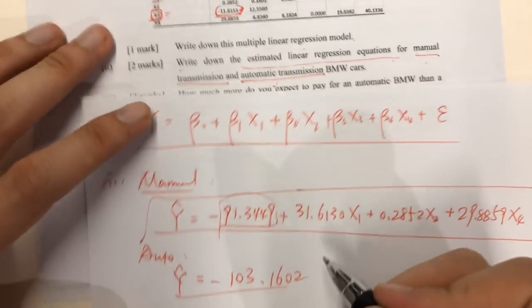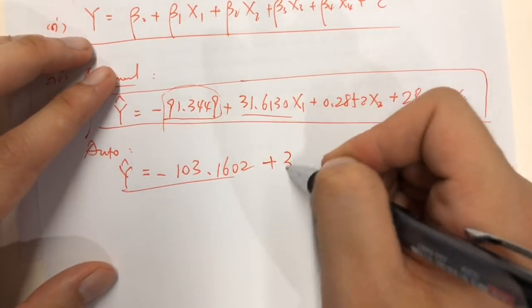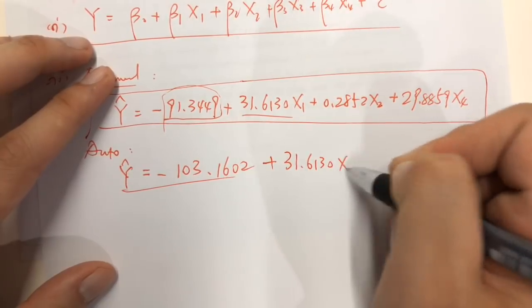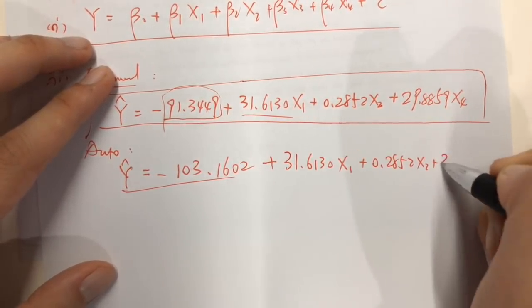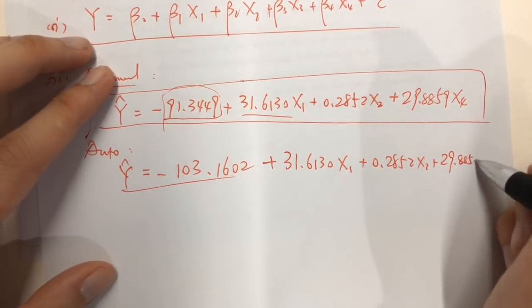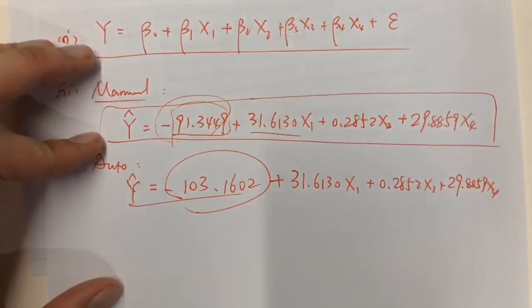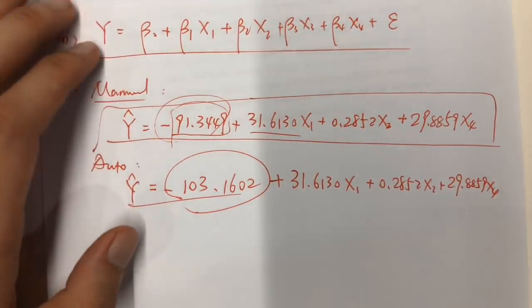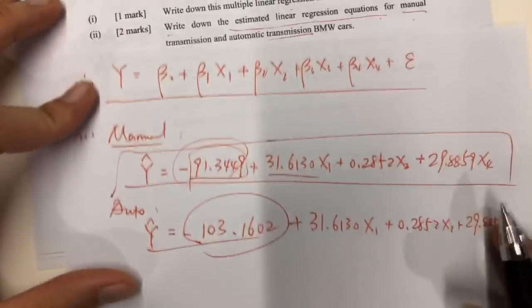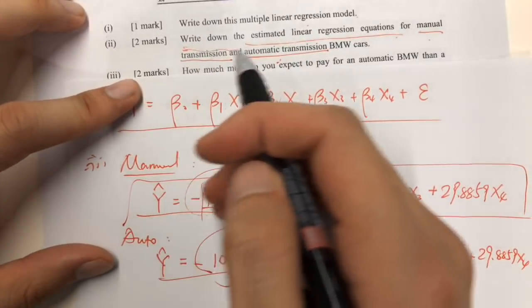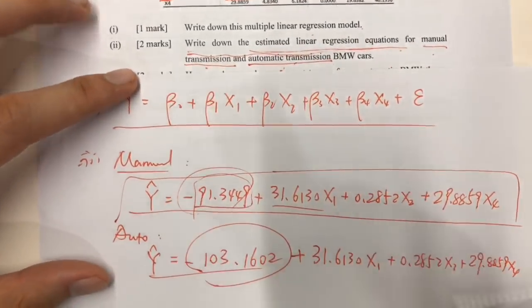Minus 103.1602. And then we plus, again, same, 31.6130 x1 plus 0.2852 x2, and then plus 29.8859 x4, same thing. But the only difference is the intercept term, right? Good. Okay, all right, so far we finished the estimated linear regression equations for manual transmission and automatic transmission.